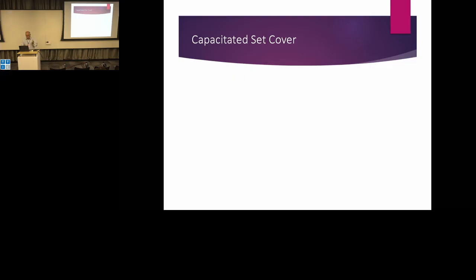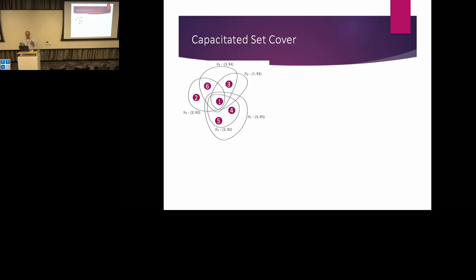So let me start off by just reminding everybody about set cover and capacitated set cover, because the story sort of begins there. Capacitated set cover is a generalization of classical set cover. You have a bunch of elements, and these elements belong to some subsets. You can buy subsets in standard set cover by paying some price, and the goal is to pay the smallest amount of money to buy sets to cover all of the elements.